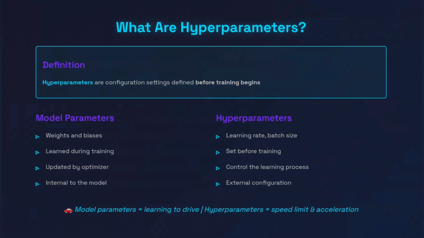Think of it this way. If your neural network is a car, the model parameters are the car learning how to drive, while hyperparameters are settings like the speed limit, acceleration rate, and braking distance you set beforehand. Today, we're focusing on the most impactful ones: learning rate, batch size, training steps, and schedulers.